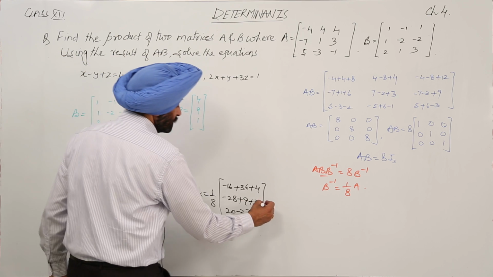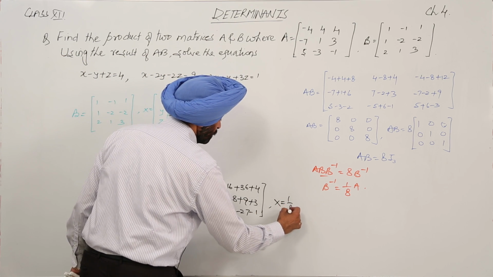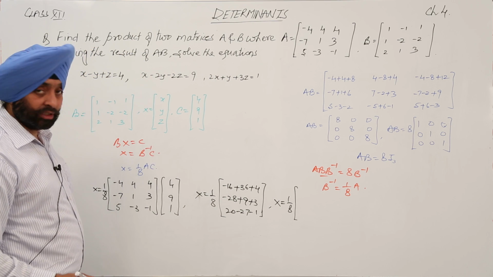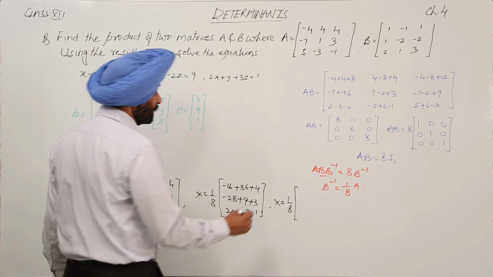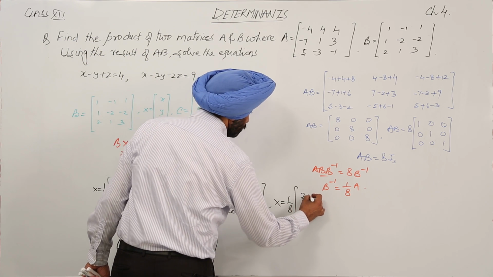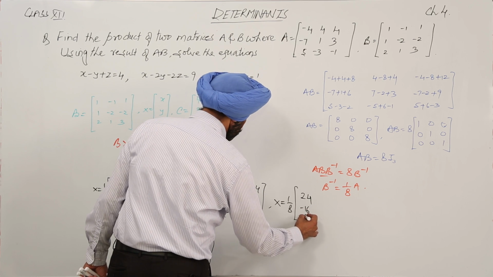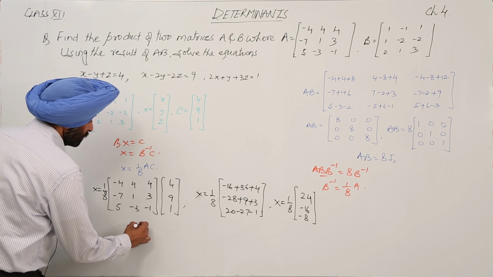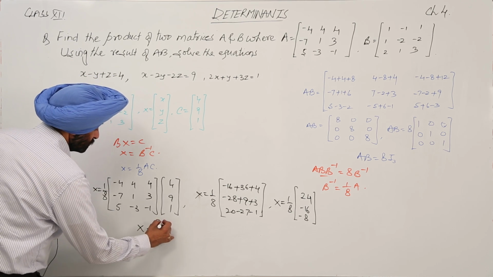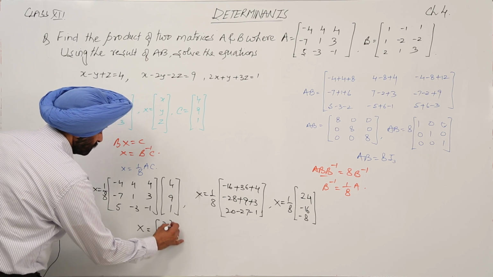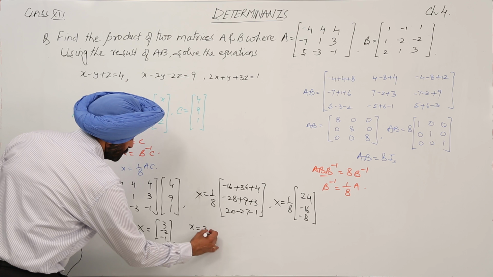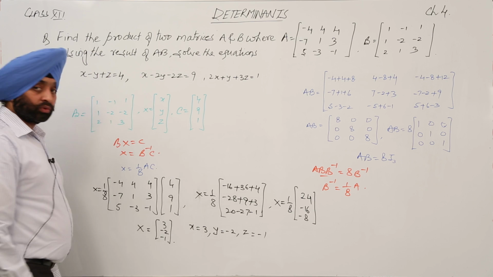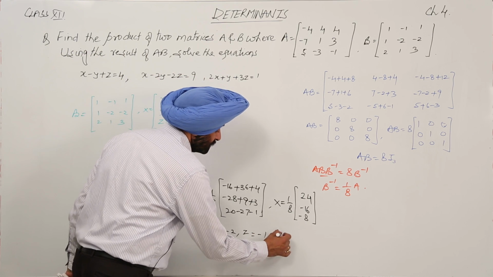So what is x now? x is equal to 1 upon 8 with minus 16 plus 36 plus 4. 36 plus 4, 40, minus 16, we are having 24, minus 16, minus 8. So x is equal to 3, minus 2, minus 1. Now x is equal to 3, y is equal to minus 2, z is equal to minus 1. So according to us, these are the answers.